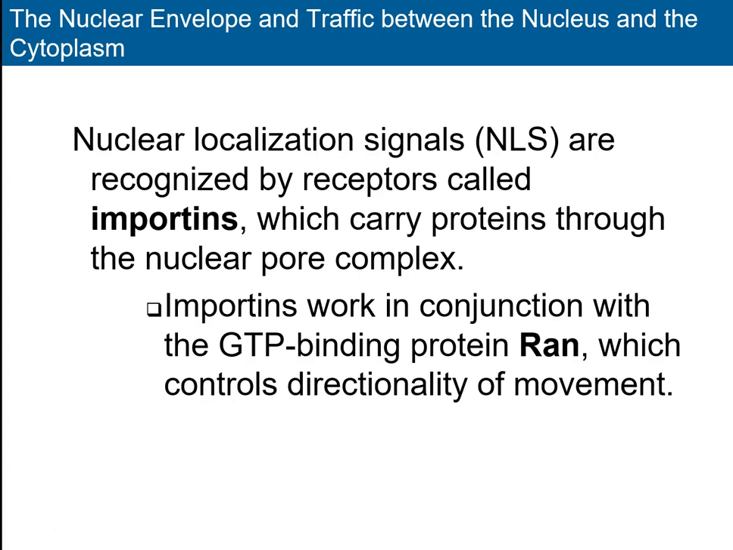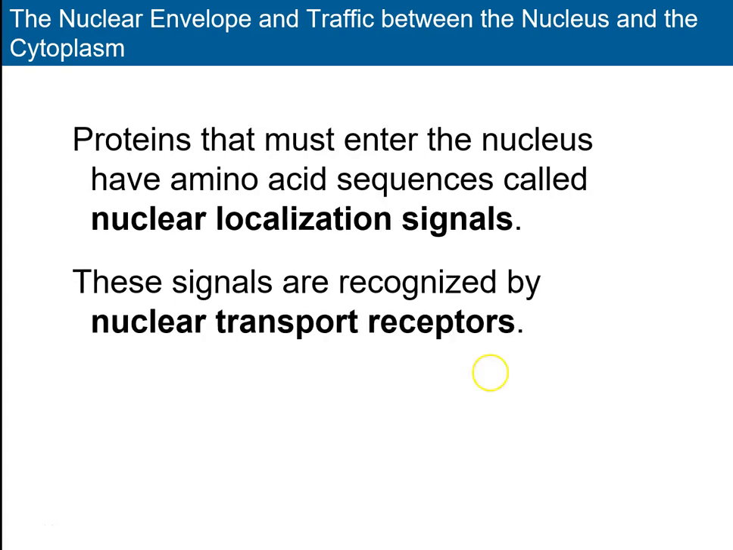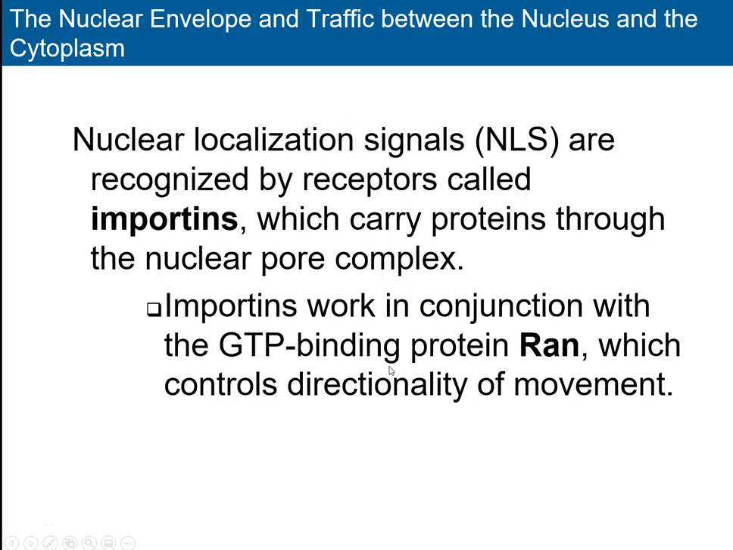Nuclear localization signals are recognized by receptors, which are called importins. Okay, so that's what it said here. The particular name of that receptor is called an importin, which makes sense because it's going to import that protein into the nucleus. These importins actually work in conjunction with the GTP binding protein RAN.